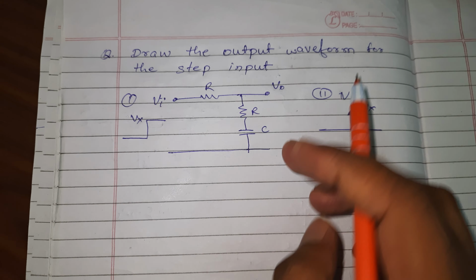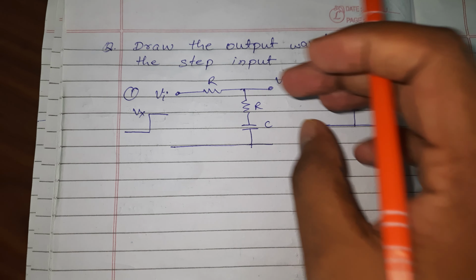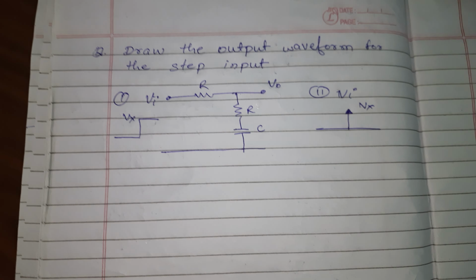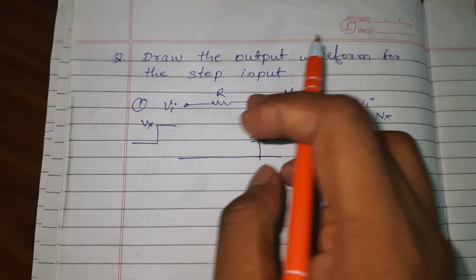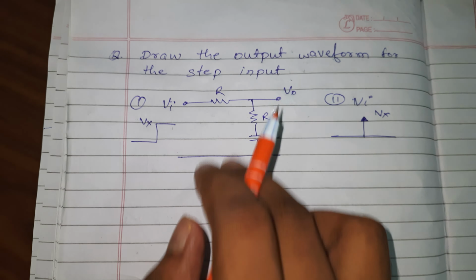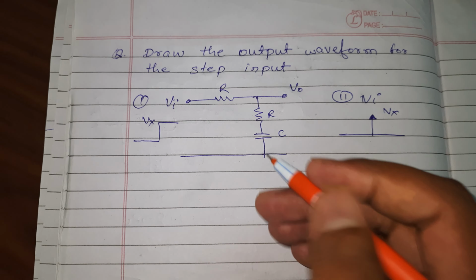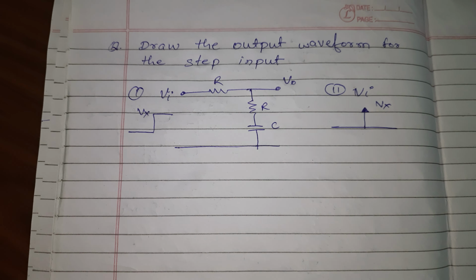Here in this problem, this R and C are in series and we have to take the output across this, and here R is in series with all this. All these are in series and we have to take output across this RC. So firstly I will analyze it intuitively and then I will draw the waveform.